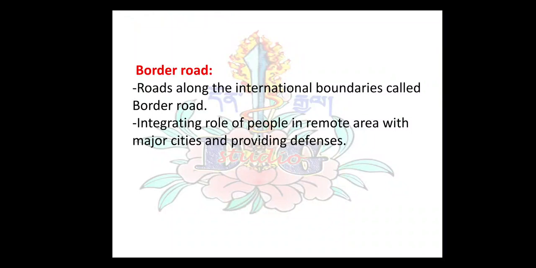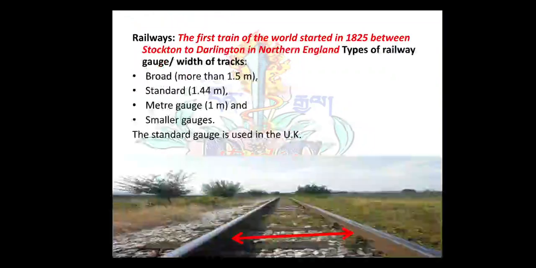It acts as an integrating role for people staying in the remote areas near the border with the major cities. It also provides defense, and strategically it is important for the movement of military personnel and equipment from one place to another near the border areas. So this is about the border road.